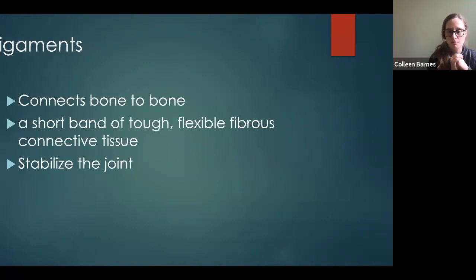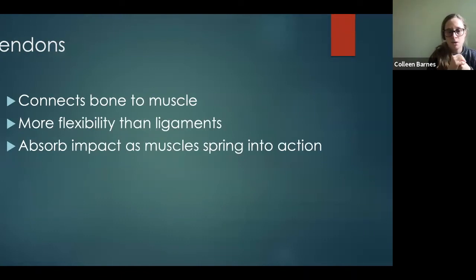Ligaments connect bone to bone, and it's a short band of tough, flexible, yet fibrous connective tissue. Its job is to stabilize the joint. Tendons connect bone to muscle. So ligaments are bone to bone. Tendons are bone to muscle. These have more flexibility than ligaments. They absorb impact as muscles spring into action. Ligaments, once they are stretched beyond their regular length, actually stay in that length. And tendons can actually go back to that original length within reason.